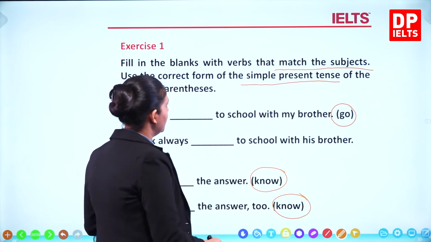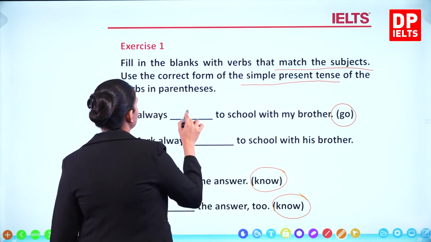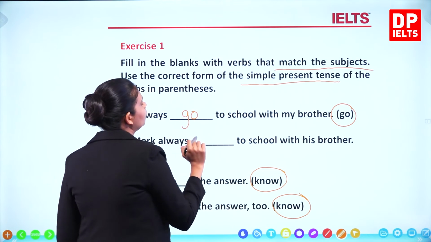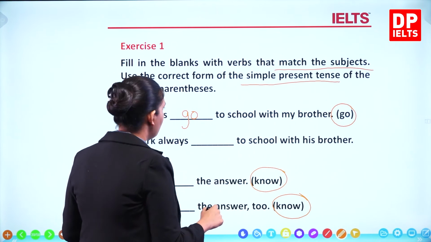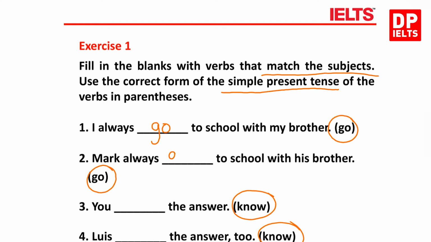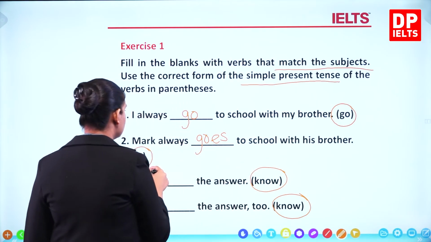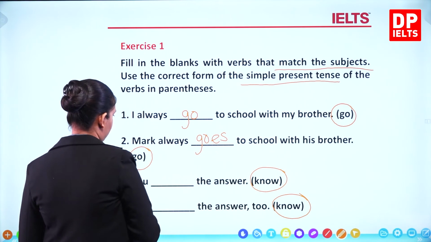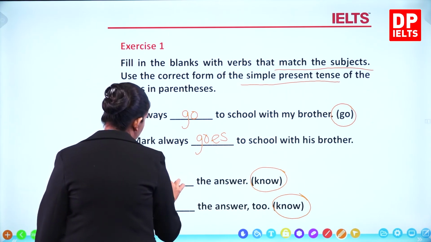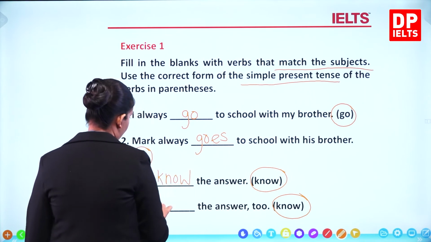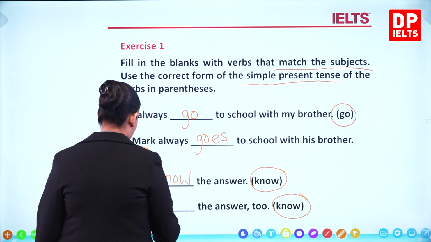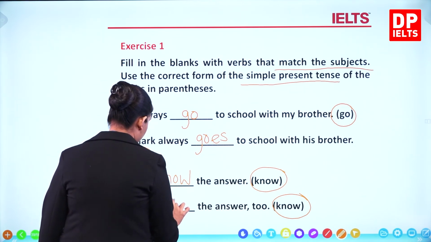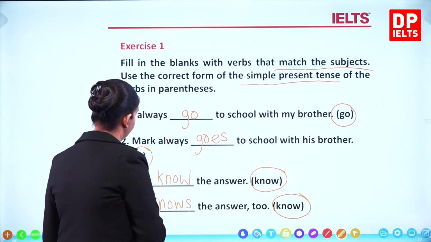I always go to school with my brother. I acts like a plural. Mark always goes to school with his brother. Who goes to school? Mark. Mark is singular. You know the answer. Who knows the answer? You. You acts like a plural. Louis knows the answer too. Louis also knows the answer.